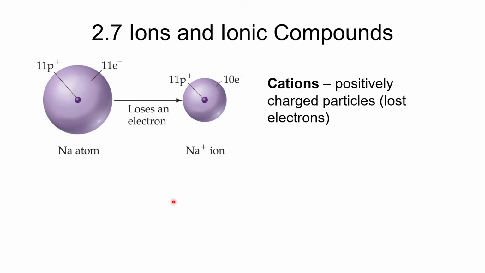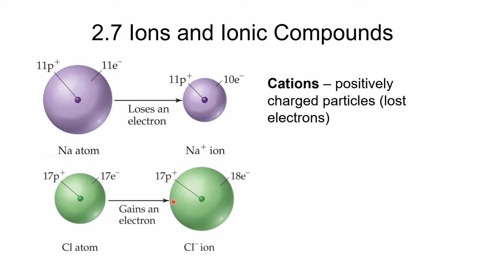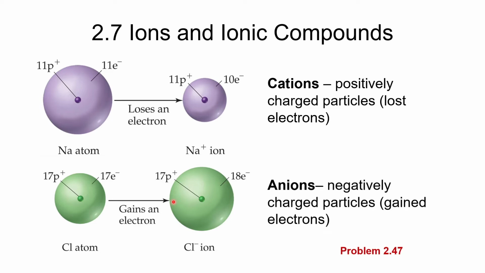For the negatively charged particles, for example, chlorine has a tendency to pick up electrons, and when it does, it becomes the chloride ion. Negatively charged particles, we call those anions. And we don't want to call them anions with the wrong sound. We want to call them anions. So those are anions. All right.